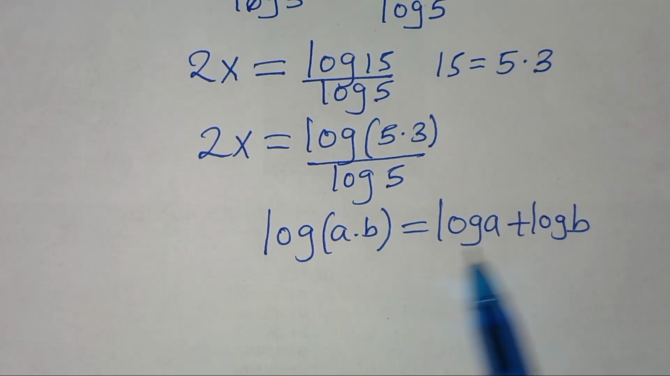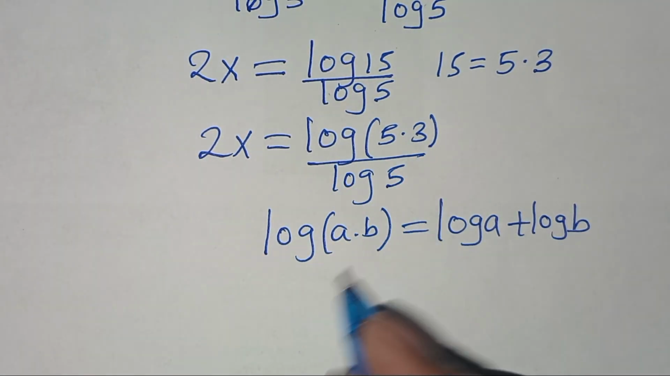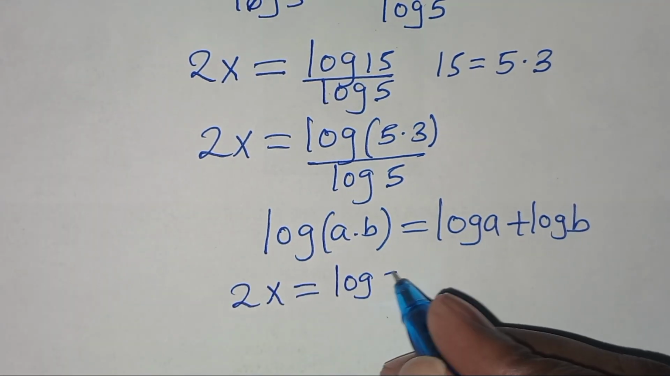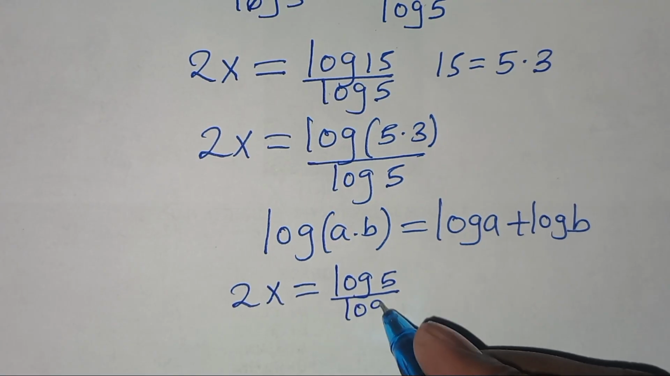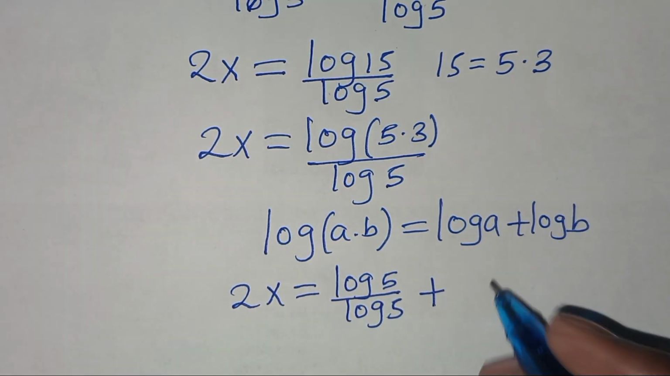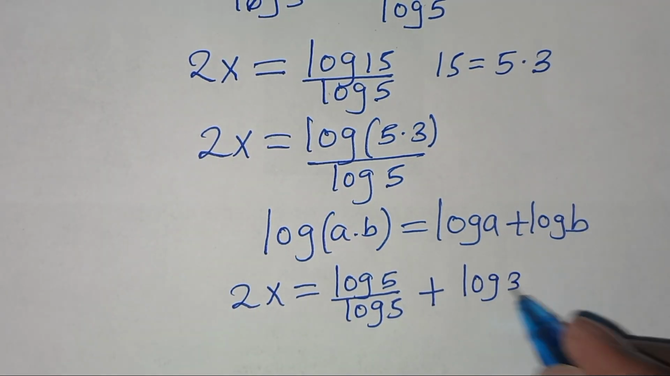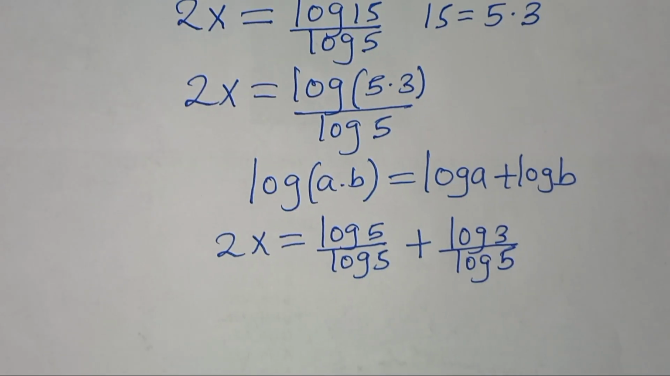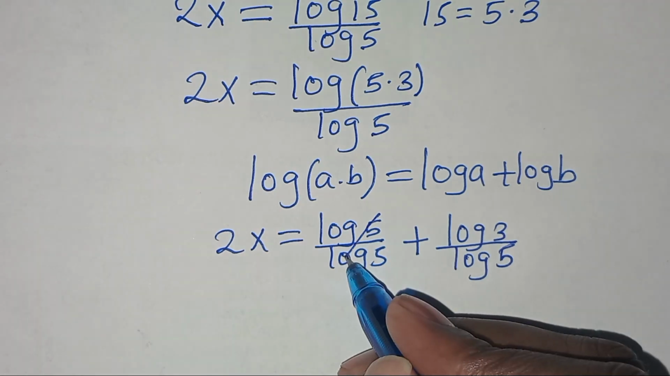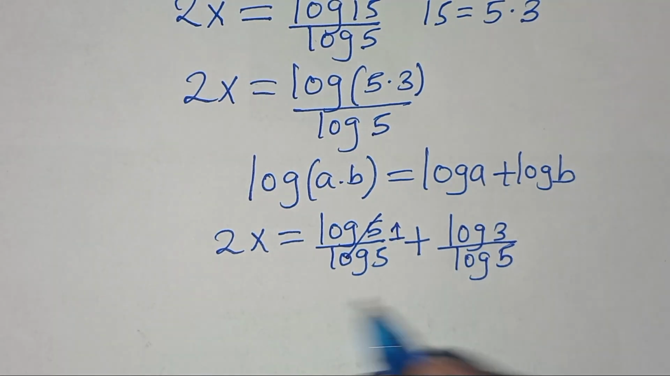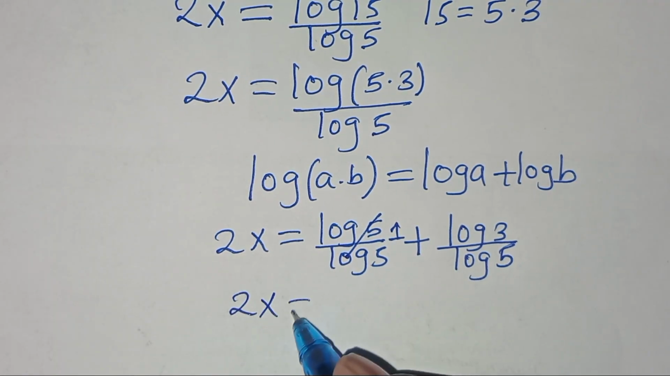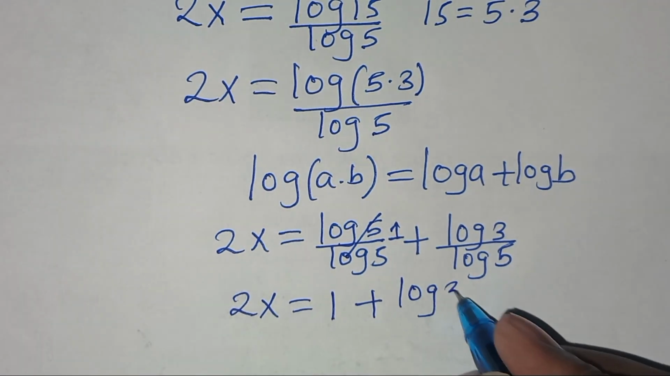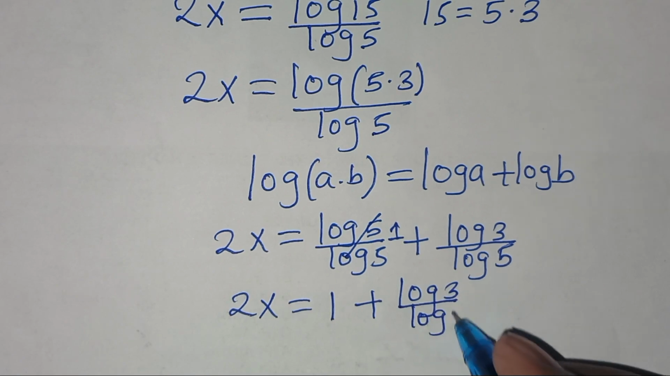So applying this logarithm property, we can express this as 2x equal to log 5 divided by log 5, then plus log 3 divided by log 5. Log 5 and log 5 simplify here, so this is the same thing as 1. So here you have 2x equal to 1 plus log 3 divided by log 5.